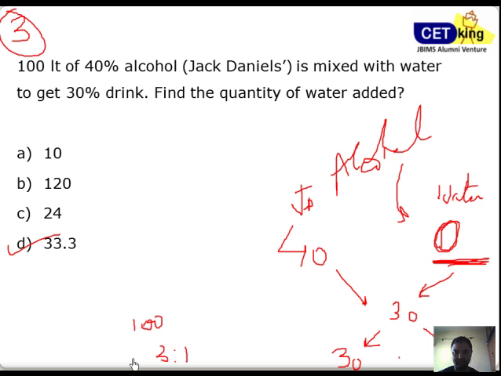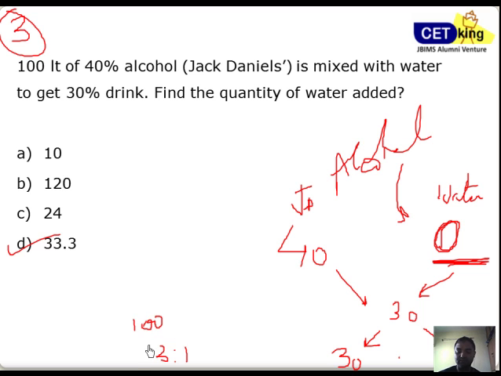Okay. Last type of question, if you are done with this thing. So if 33 is 100 liter, so how much will this come to? 33.33. 33%? Yes.